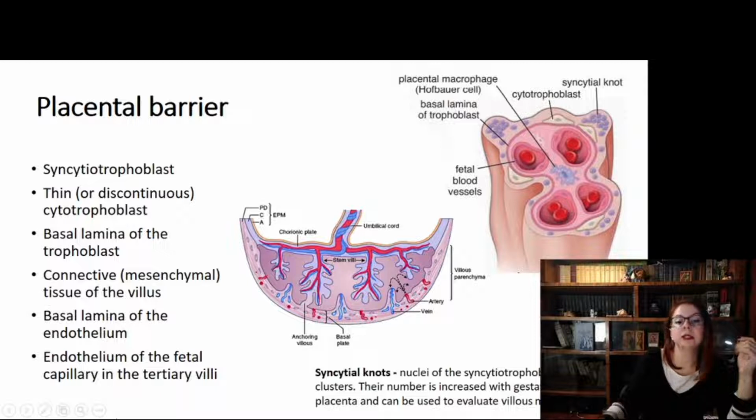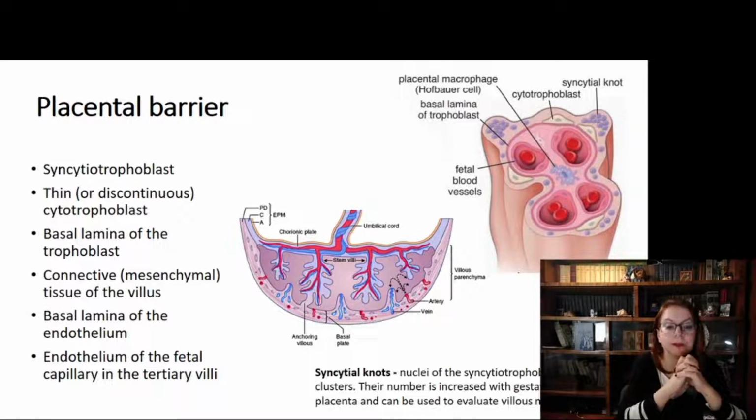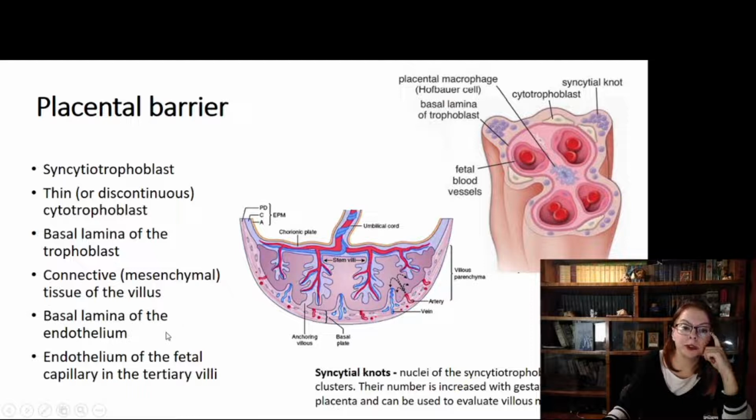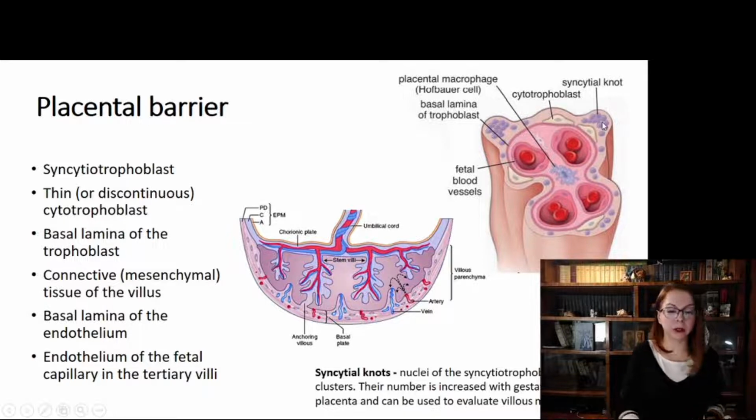And all those elements separate maternal blood from the fetal. Also here, you should remember what the syncytial nodes are. Here they are shown, another term that should be memorized. These are the clusters of nuclei of trophoblast cells, and they become more prominent again at the end of the pregnancy and could be used to estimate the term of the pregnancy. So the syncytial trophoblast at the end of the pregnancy forms syncytial nodes.